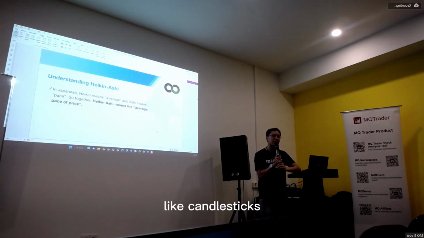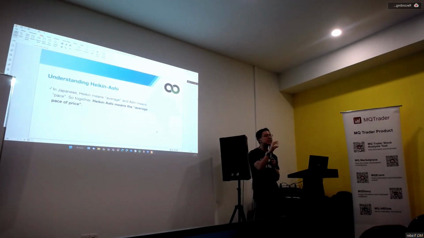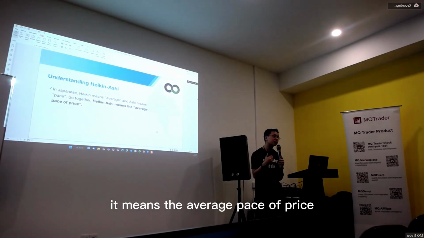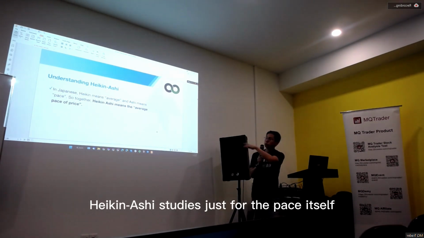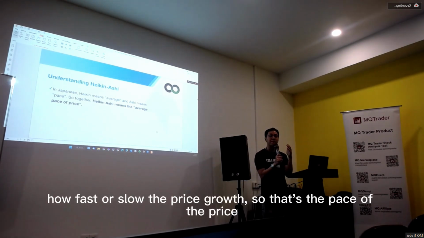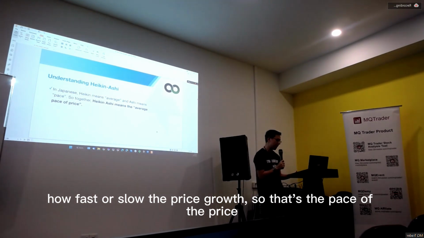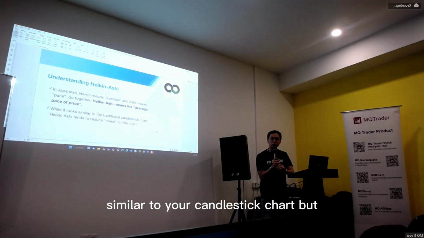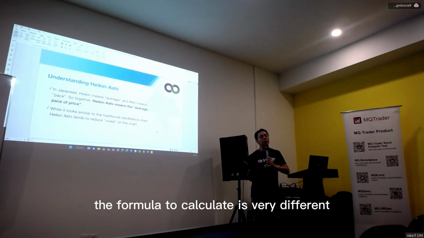Okay, like your candlesticks, Heikin-Ashi actually comes from Japan as well. If you understand it in the Japanese word, it means the average pace of price. So from the name itself, Heikin-Ashi studies how fast or how slow the price moves. That's the pace of price. It looks kind of similar to your candlestick chart, but there is a slight difference. The formula to calculate is very different.